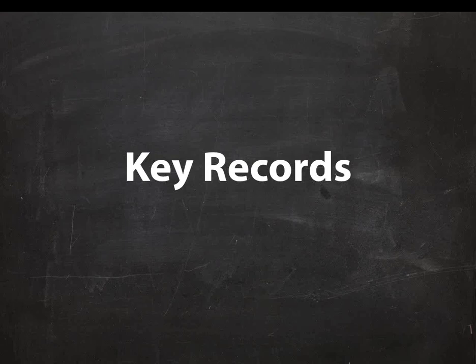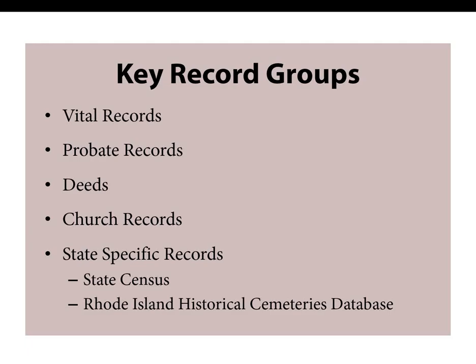So we're going to talk about our key records. Among those records, we have, obviously, vital records, because everybody says New England is spoiled. We have vital records that go on for days. This is true. We're also going to look at probate records, deeds. I'm going to talk a little bit about church records, and then a couple of the state-specific record groups that can prove useful in doing your Rhode Island research, one of which I think you may not think is going to be very valuable. So let's get started with our vital records.